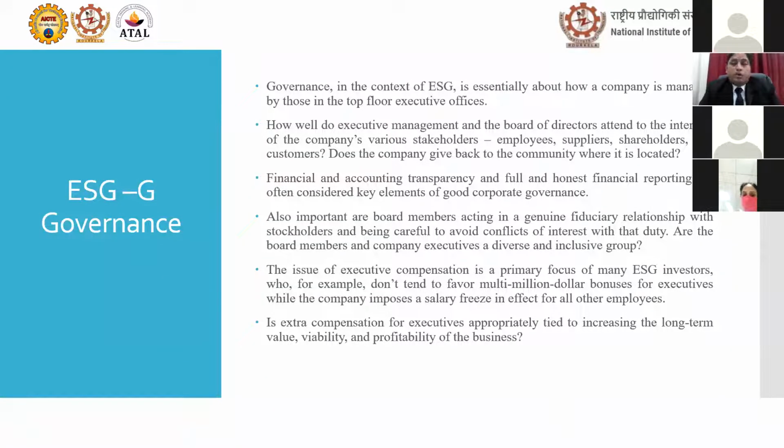I mean, they talk about avoiding conflicts in the duties of interest, and whether the board members and company executives are a diverse or inclusive group. That also has to be taken into consideration. Then also the salaries of the executives at the top level, right? For example, they don't tend to favor multi-million dollar bonuses for executives while the company imposes a salary freeze on all other employees.